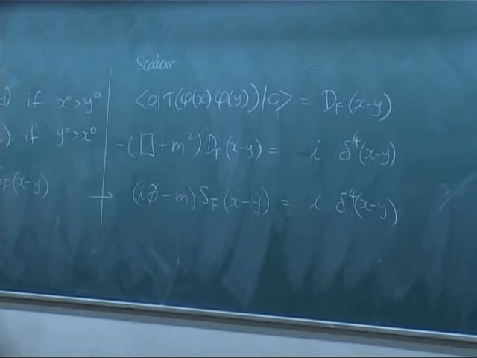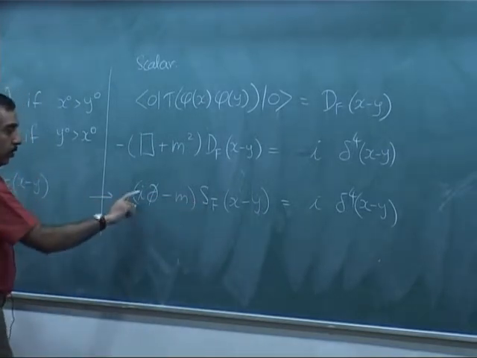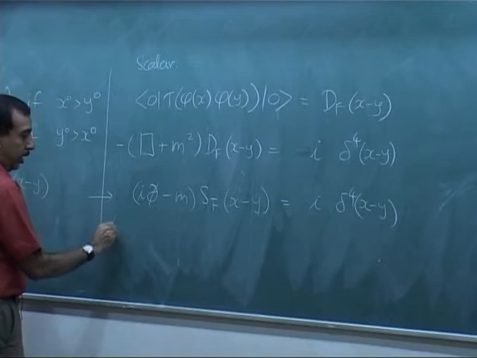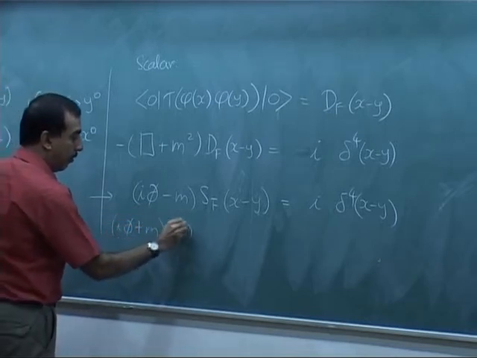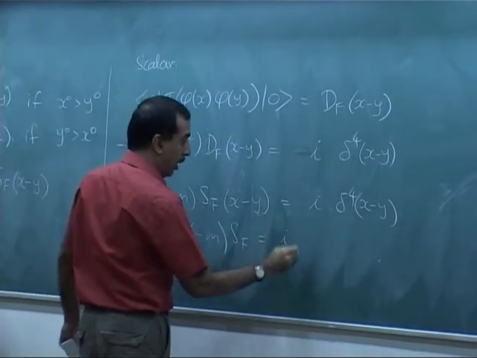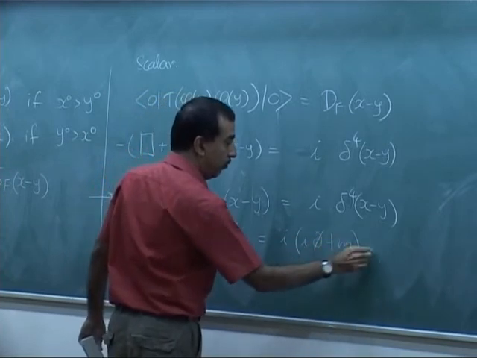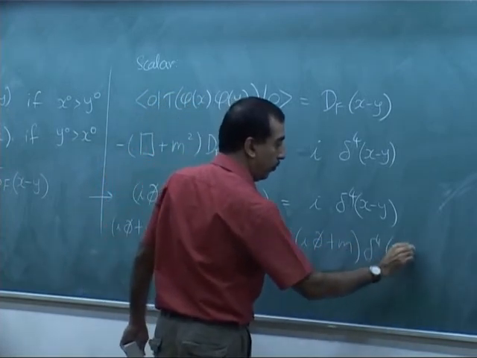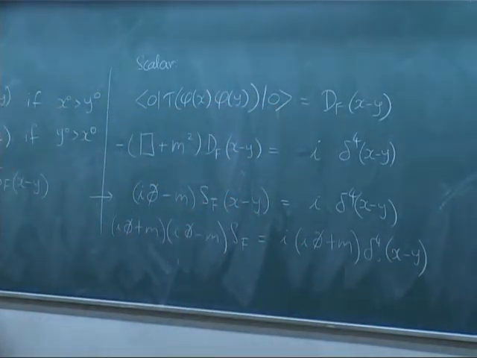Now there's a very easy trick to find SF, because if I act once more on this with i del slash plus m, then I find this combination on SF is i del slash plus m on delta 4. But the left side now is the Klein-Gordon operator.